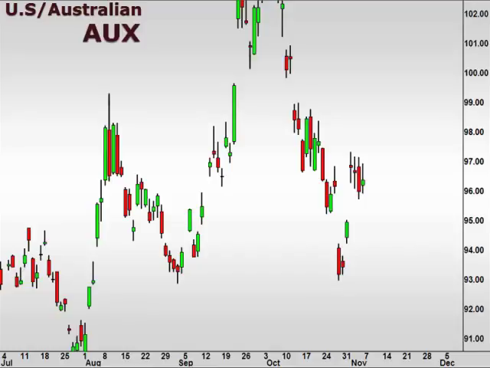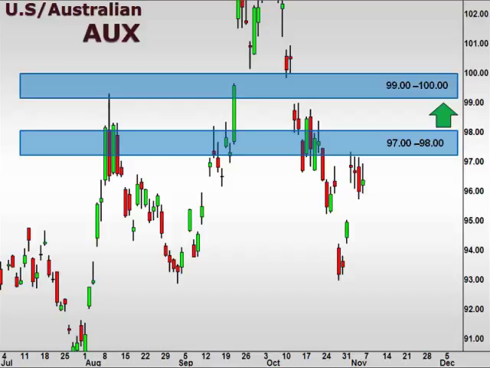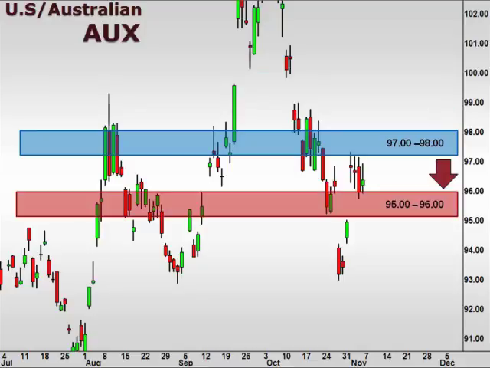Let's take a look at the AUX, the US dollar versus the Australian dollar. Well, the AUX hit the lower range of our 97-98 resistance level last week. A break above 97 opens the window for a push towards 100. 95-96 should act as support to any further weakness.